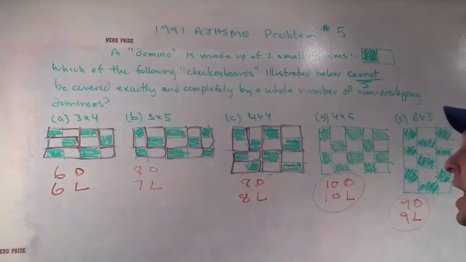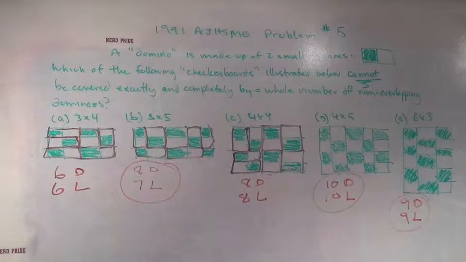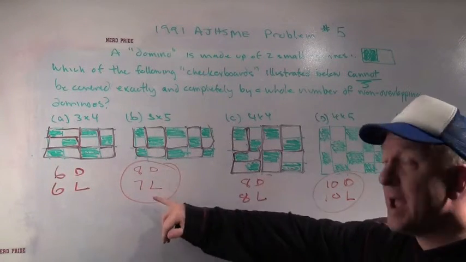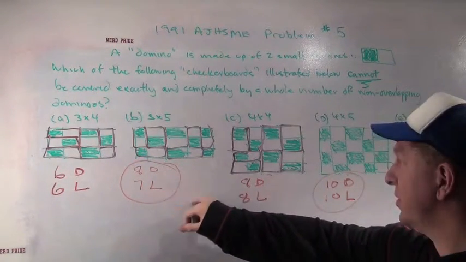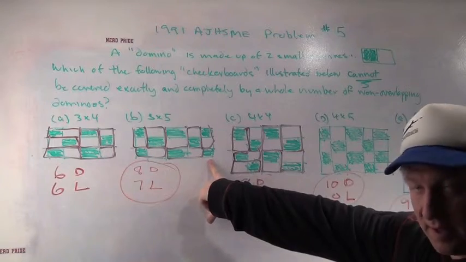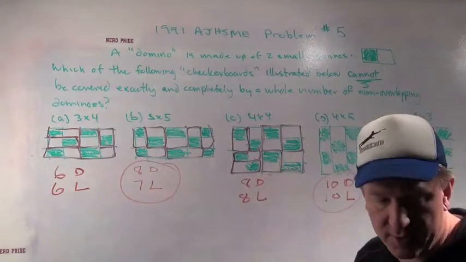We'd have to check. However, this one does not have the same number of dark and light squares. And that means there's no way we're going to be able to do this. And in fact, look, it has more dark than light. So notice when I had one left over at the end, it was a dark square. And that's simply because there are more dark squares than light squares.